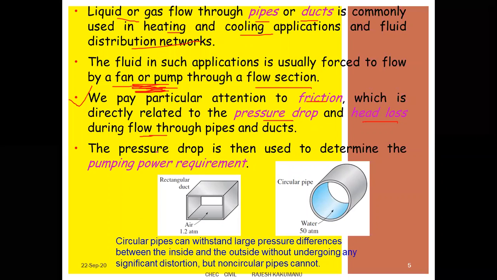The next one: the pressure drop is then used to determine the pumping power requirement. So you get power drops or power fluctuations whenever you are having changes in the pumping system, right? Whenever there is friction, a pressure drop, or a head loss, we get all of this by means of pumping specifications, as well as the water or fluid coming from one station to the other station.